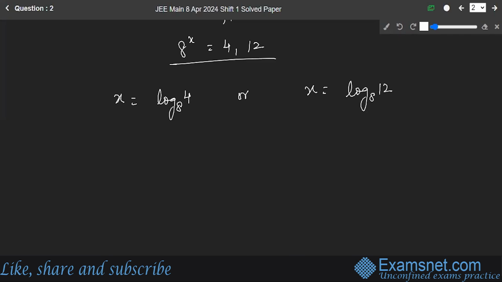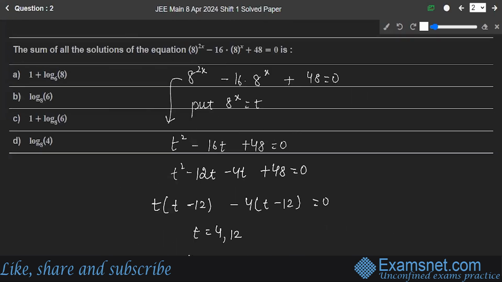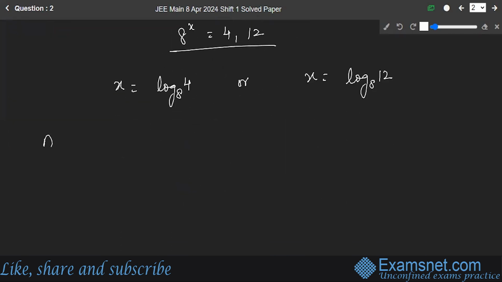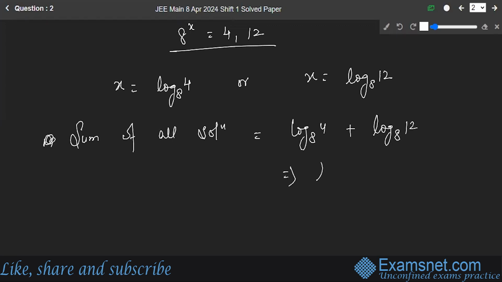So what are you asked in the question? The sum of all solutions. Sum of all solutions is equal to the sum of the two, right? They are added, so that makes log to the base 8 of 4 into 12, which is 48. Correct.